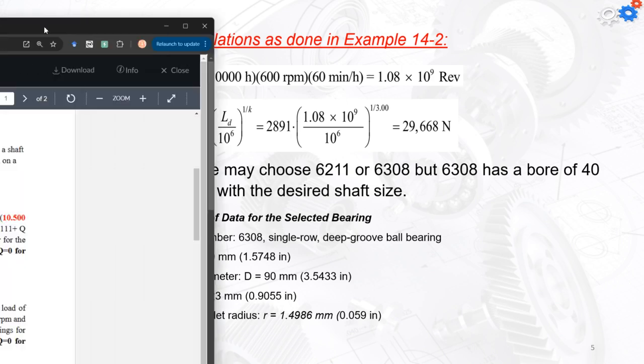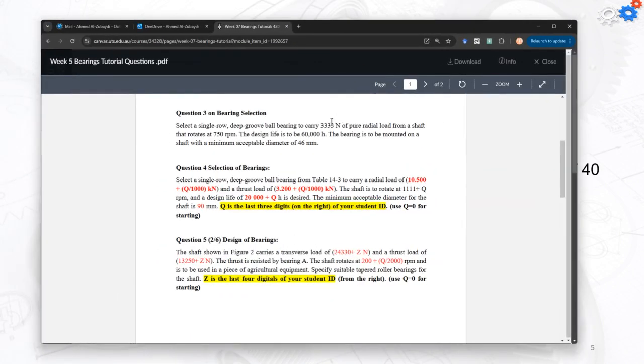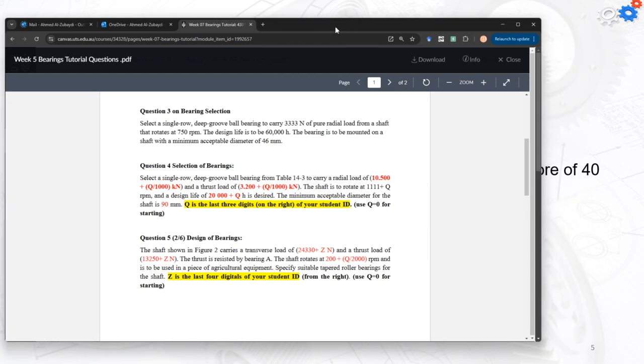Now the same thing is for question 3 we have here. We have the load, we have the 6,000 hours, 750, calculate the C, and you know the diameter, go to the tables, select your candidates, and that's it. You tell us that these are the specifications of the bearing I'm going to use. Okay, so I'm going to stop this video. I'm going to start the other question in your video.